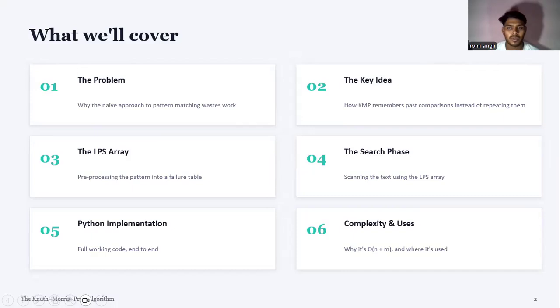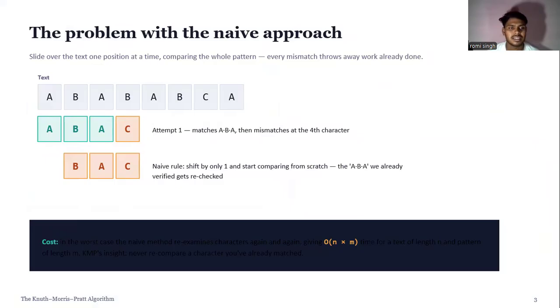What we will cover: the problem statement, the key idea, the LPS array, the search phase, the Python implementation, and the complexity and its uses. Let's see the problem.